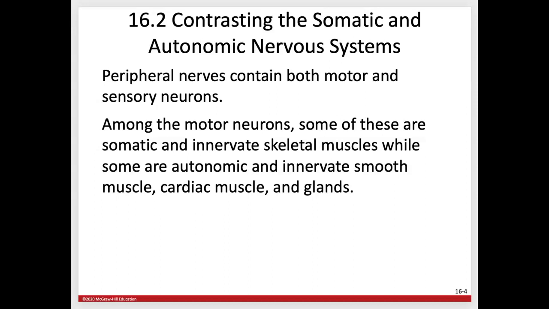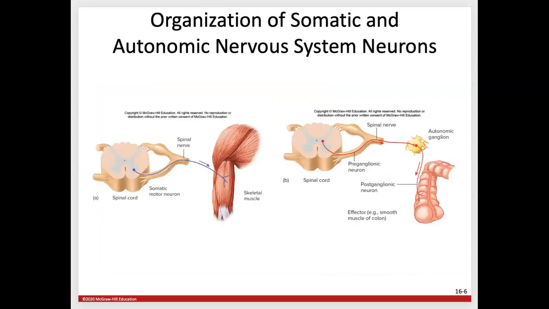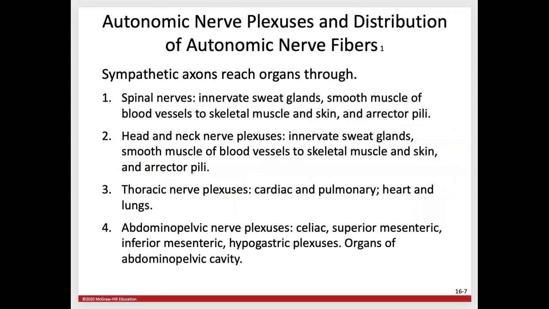Among those motor neurons that we're discussing here, some of these are somatic and innervate the skeletal muscles, while some are autonomic and innervate smooth muscle, cardiac, and glands. To compare the somatic and autonomic nervous systems, I'm not going to read through this because I want to try to get through this whole PowerPoint in one screencast. But make sure that you can tell the difference between the somatic nervous system and the autonomic nervous system. That's just an image showing where things are going.